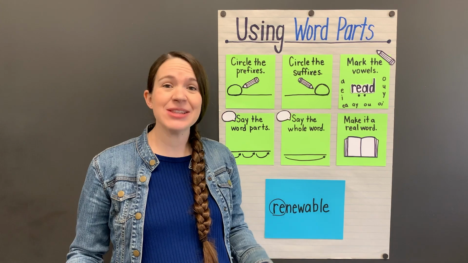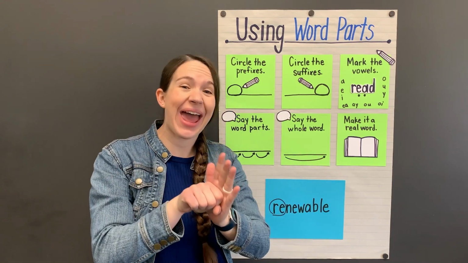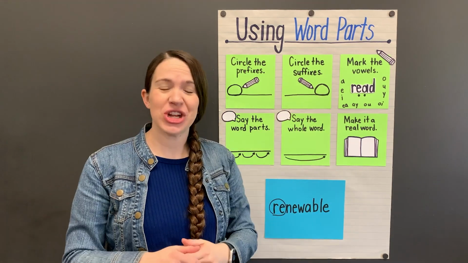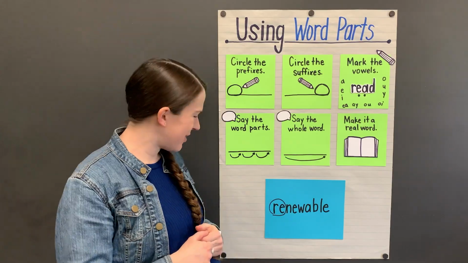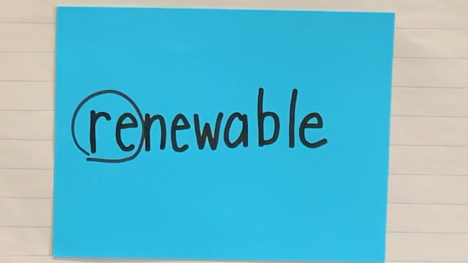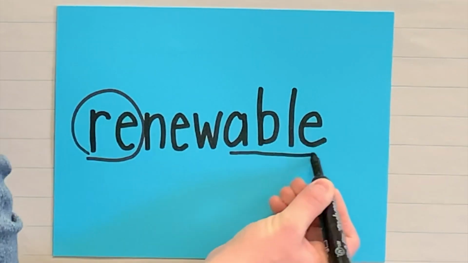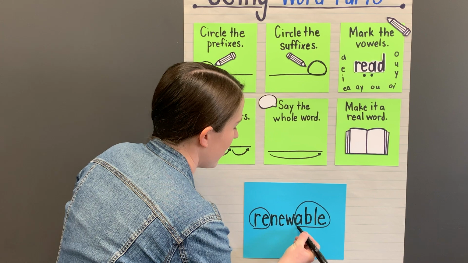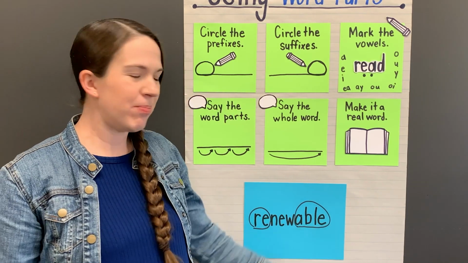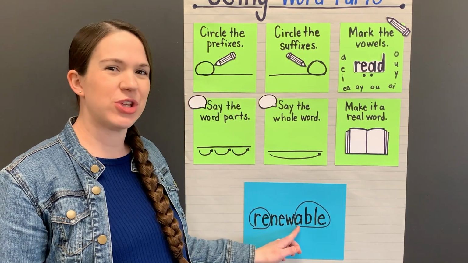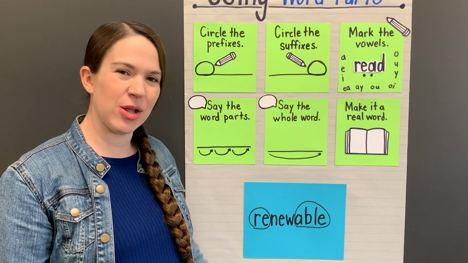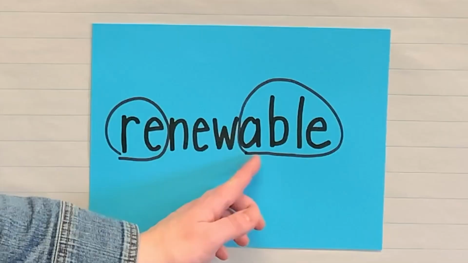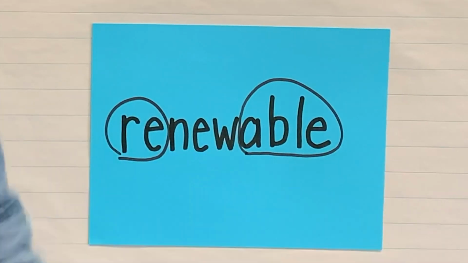Now, let's circle the suffixes. A suffix is a word part added to the end of a word to change its meaning. Do you see a suffix? Here's the suffix A-B-L-E. It looks like the word able, but we pronounce the A with the schwa sound because that syllable is unstressed. A bull.